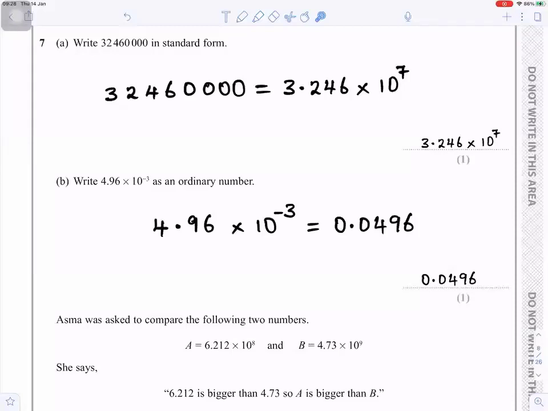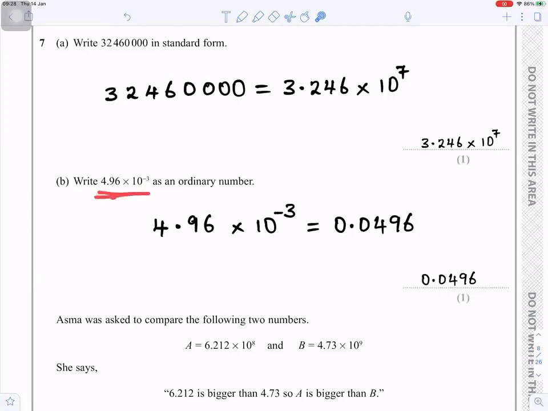Question number 7. Write 32,460,000 in standard form. So to write it in standard form, you will move the decimal place. You start from the end of the 0s. You move it 1, 2, 3, 4, 5, 6, 7. Put the decimal point in front of the first number. That will be 3.246 times 10 to the power of 7. Let me show you how I count it again. You start from the end. 1, 2, 3, 4, 5, 6, 7. So it's 3.246 times 10 to the power 7.